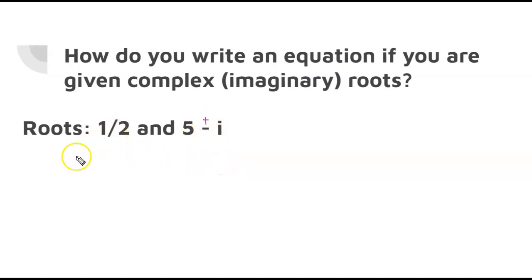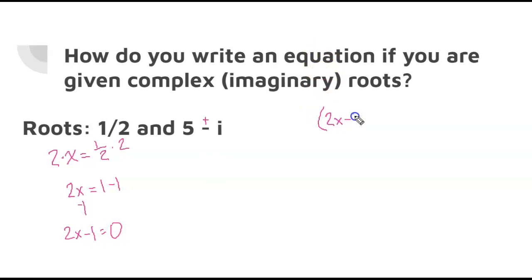So if I'm going to write this as a linear factor, if x equals 1/2, don't forget when it's a fraction, we want to multiply by the denominator first to get rid of the fraction. So we get 2x is equal to 1. And then if we just subtract the 1 from both sides, we get 2x minus 1 equals 0. And that gives us our first factor, our linear factor. So we know we have a linear factor of 2x minus 1.